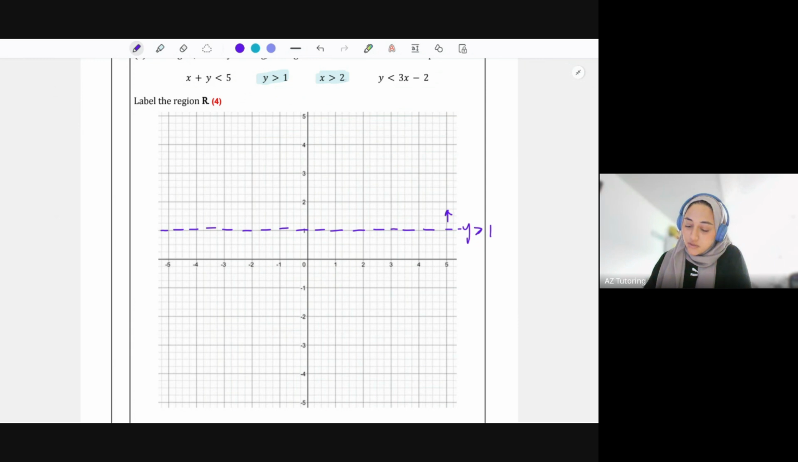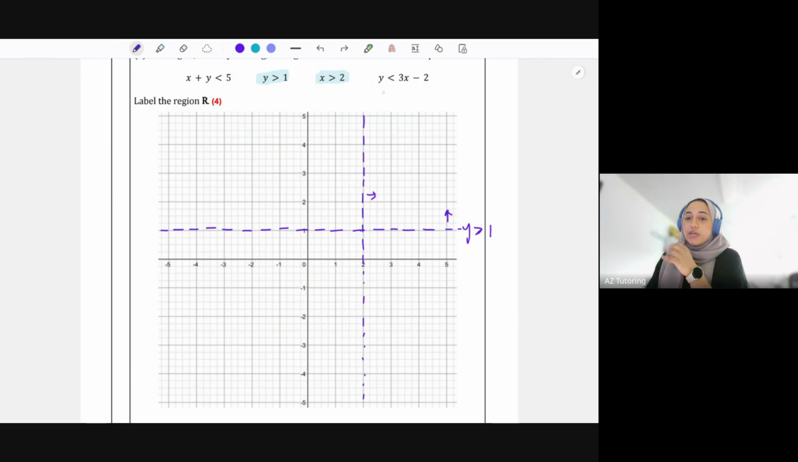Let's do x is more than 2. So x equals 2 is a vertical line that way. Again, there's no equal sign underneath, so I'm just drawing a dotted line going down here. Because it's more than that, my region that's going to be satisfied is on the right-hand side of that line. Okay, let's deal with these 2 more difficult ones now.